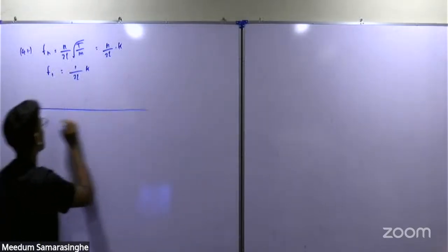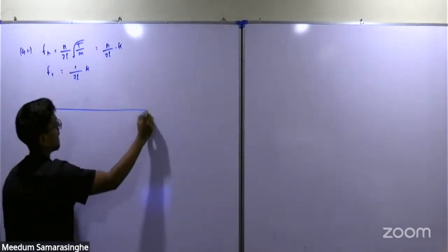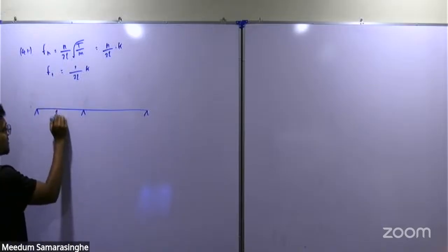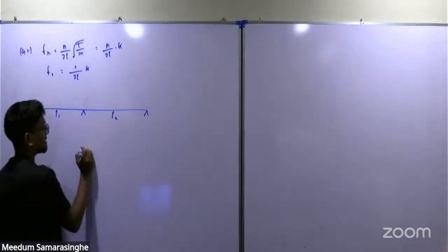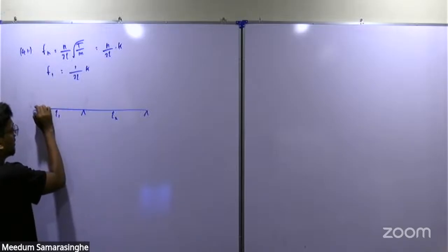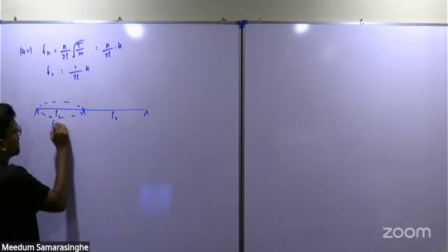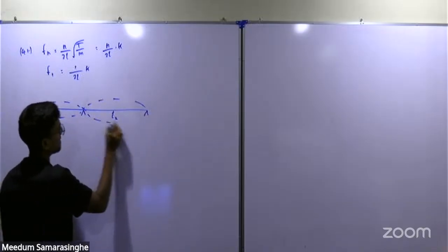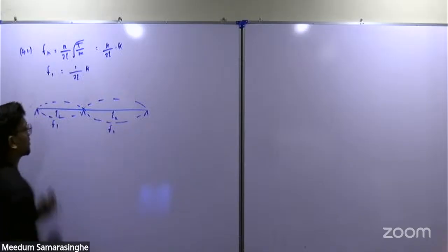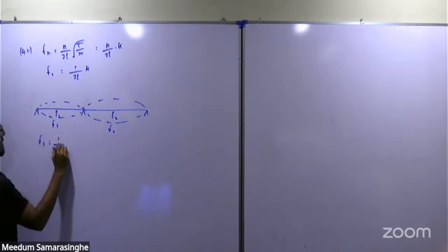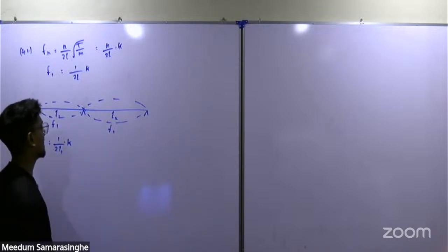Now there is a sonometer. This is the sonometer wire, and a knife edge is kept to divide the string into two parts. Let's say the length of this one is L1 and the length of this section is L2. They have given the fundamental frequency of this section as F1 and the fundamental frequency of this section as F2. So how to write F1? From this method, the fundamental frequency is 1 over 2L1 times K. You can either write root T over M, that's up to you. K is easy for me.